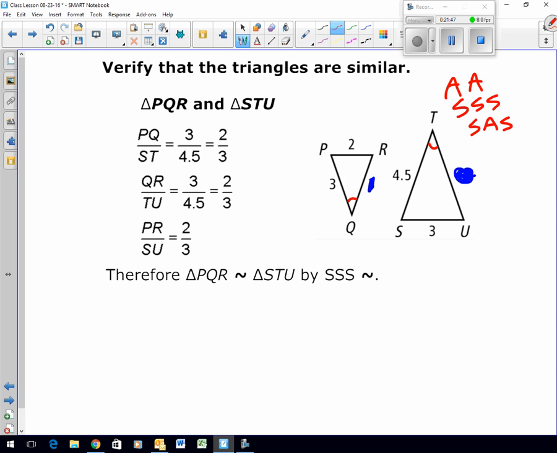All right, ready? Here's the mistake we just made. We did angle, side, side. What happens when you put together angle, side, side? I'm going to tell you. This is called excluded. Y'all see this? This is excluded. This is an angle that is not between my proportional sides.